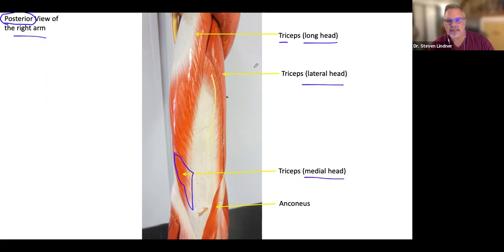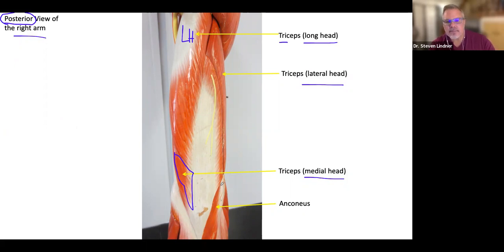So lateral head, this is lateral. This is the long head. Remember, the long head pierces between teres minor and teres major. If this picture was a little bit higher up, you'd be able to see that. And then right here is the triceps medial head.